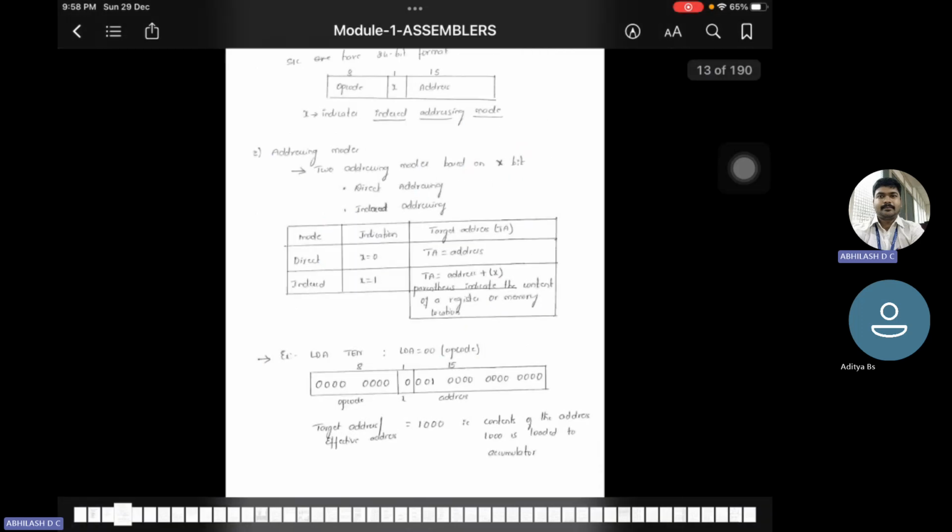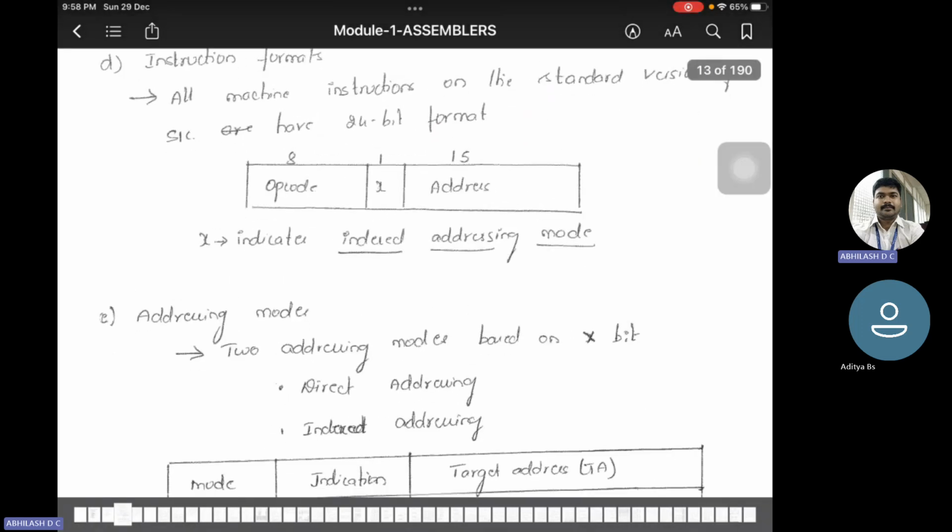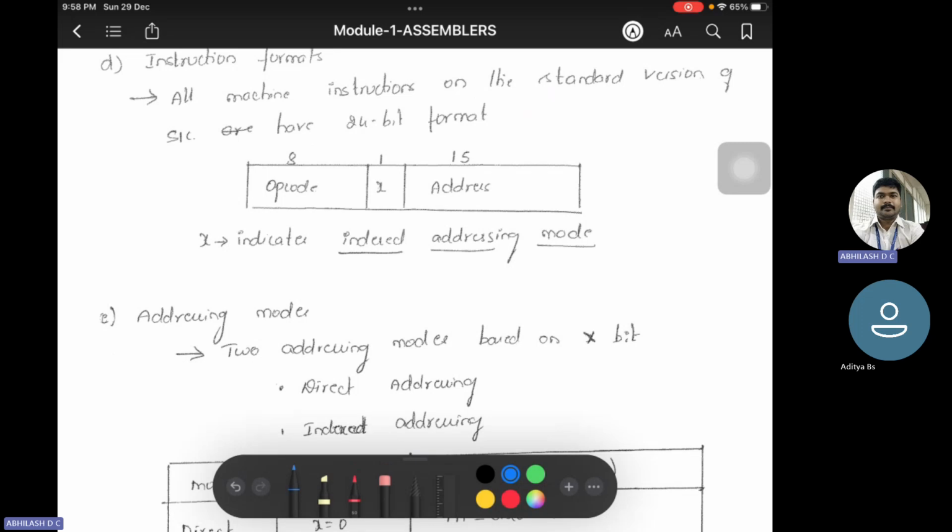And next we move on to the instruction format. I told you it is 24-bit addressing, so the instruction format will be 24 bits. The particular SIC standard version is 24-bit, and the instruction format has been divided into 3 components: one for the opcode, one for the index, one for the address. As you can see, 8 bits are reserved to store the opcode, and 1 bit for storing the index, whether the index is to be added or not. If it is 1, we need to add it. If it is 0, we don't need to add it.